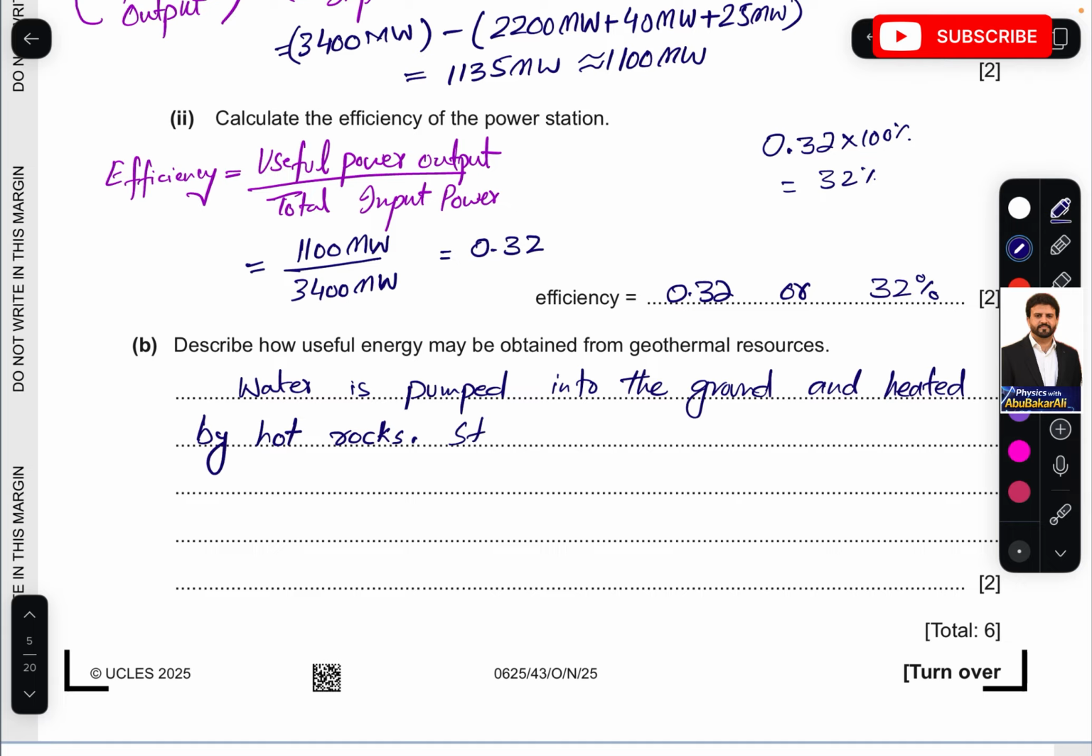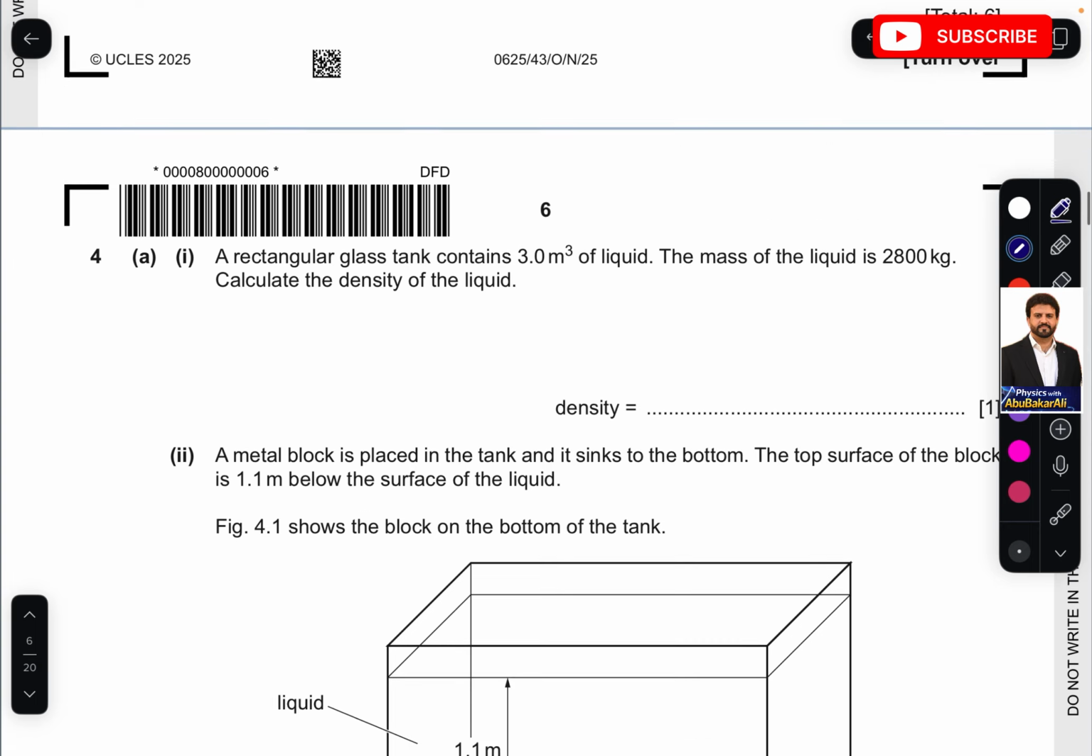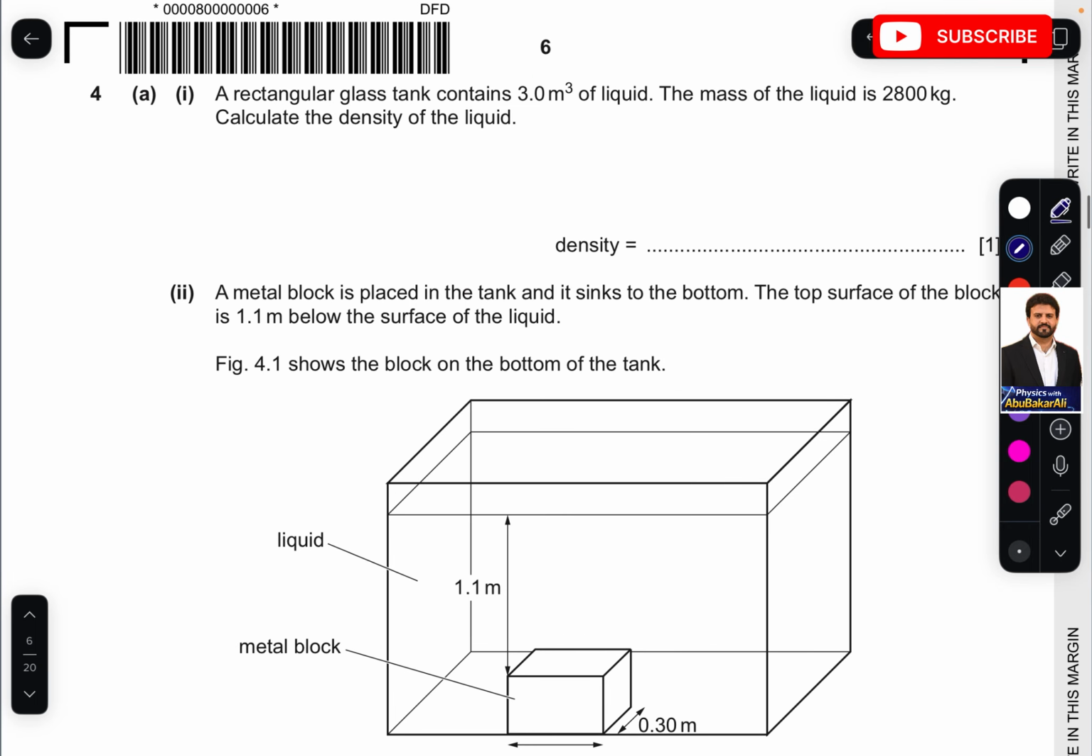So what can we do then? Steam is used to turn generators and produce electricity. Okay, let's move forward.